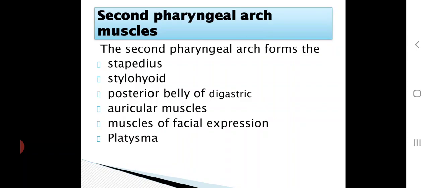The second pharyngeal arch gives the following muscles, which are supplied by the facial nerve. So what are the muscles supplied by the facial nerve? Stapedius, stylohyoid, posterior belly of digastric. We told that the anterior belly of digastric is supplied by the mandibular nerve, and the posterior belly is supplied by the facial nerve. Auricular muscles, muscles of facial expression and platysma, all these are supplied by the facial nerve. So all these muscles develop from the second pharyngeal arch.